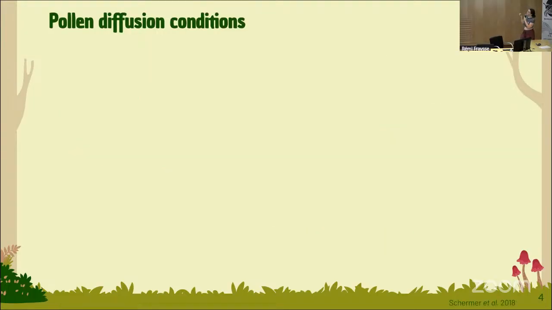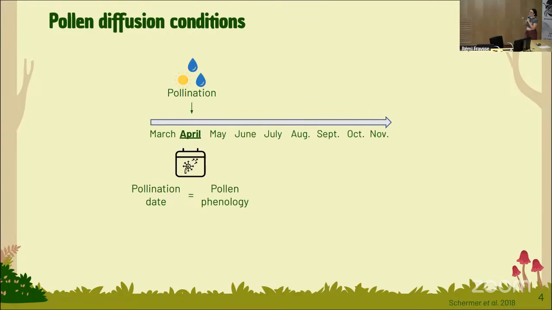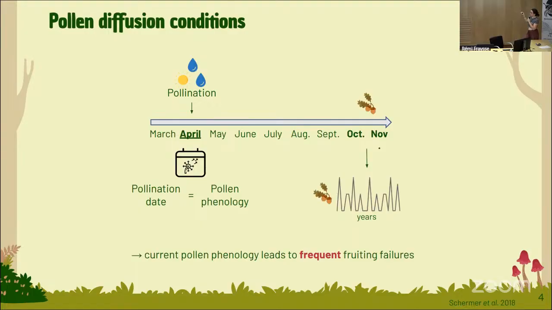What determines these conditions for pollen diffusion is the timing at which pollination occurs. In my work, I refer to this timing as pollen phenology. And the current pollen phenology leads to pollination occurring in weather conditions that are frequently unfavorable for pollination, which leads to irregular dynamics.